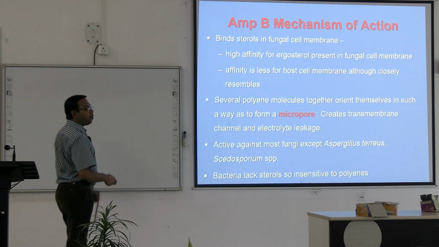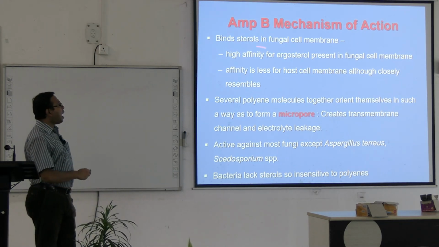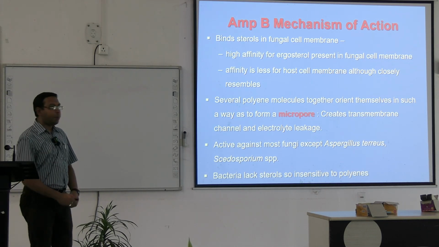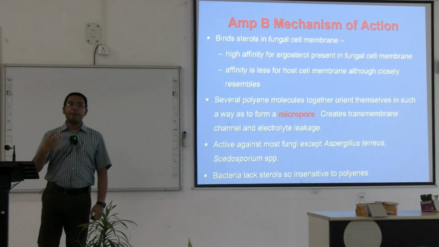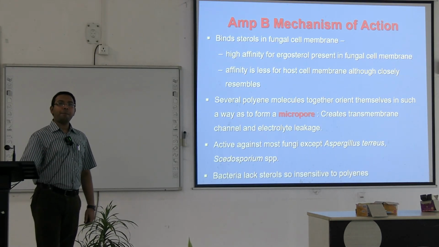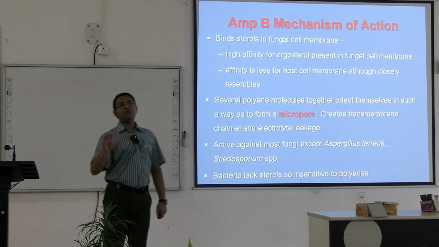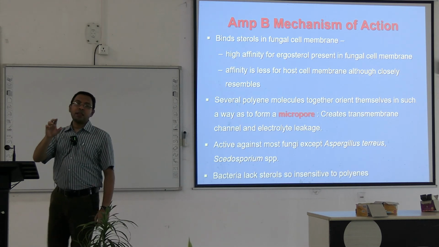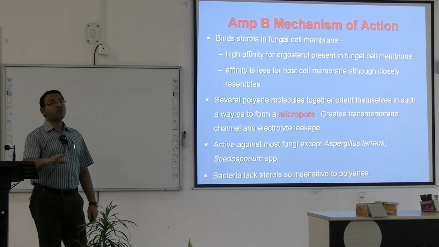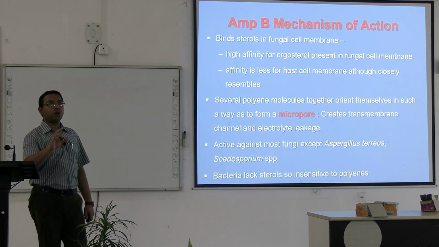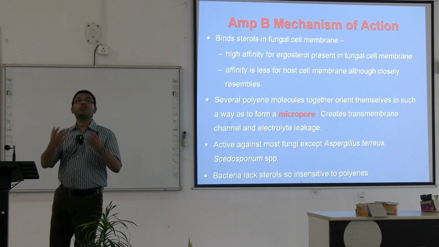What happens? This Amphotericin B, when it is given, binds to sterols in the fungal cell membrane, that is, this ergosterol. They have high affinity for ergosterol present in the fungal cell membrane, and affinity is less for the host cell membrane, although it closely resembles. Our host cell, that is the mammalian cell, contains cholesterol as a part of the cell membrane. Ergosterol mimics cholesterol in structure, but somewhat it is different. That's why Amphotericin B has high affinity for the fungal cells that contain ergosterol in their cell membrane rather than the host cell membrane. Nonetheless, host cells are also affected by Amphotericin B since ergosterol and cholesterol are similar. That's why conventional Amphotericin B is very toxic to the cells.